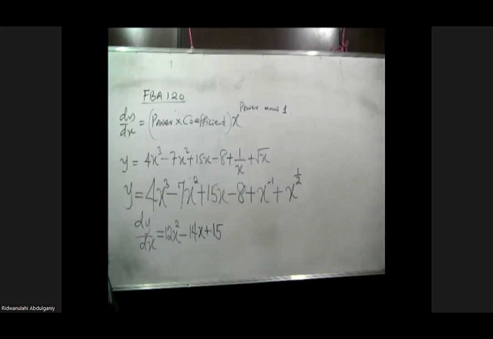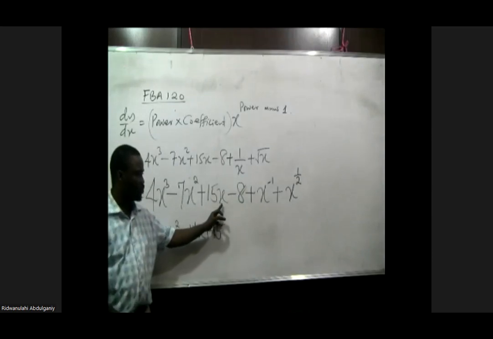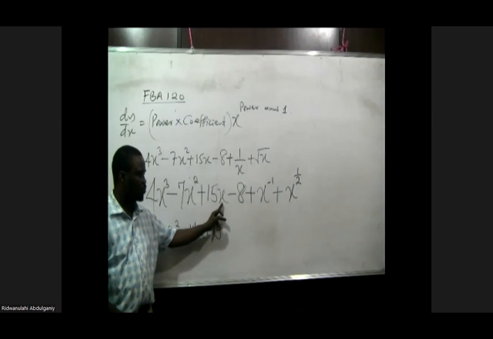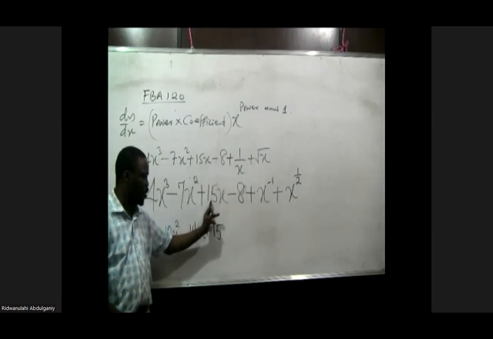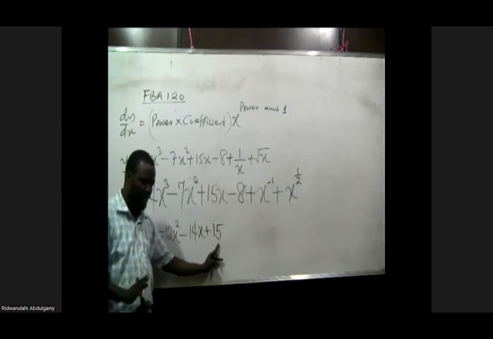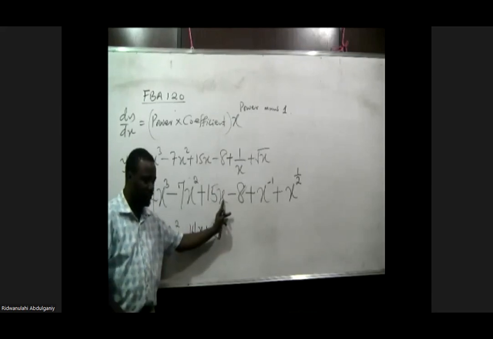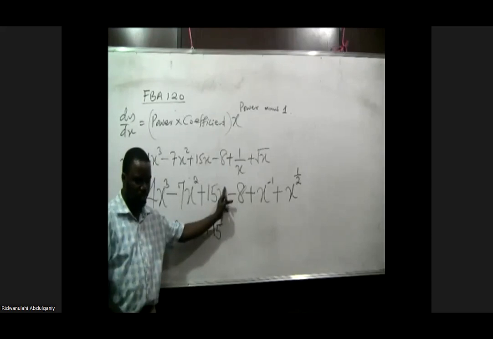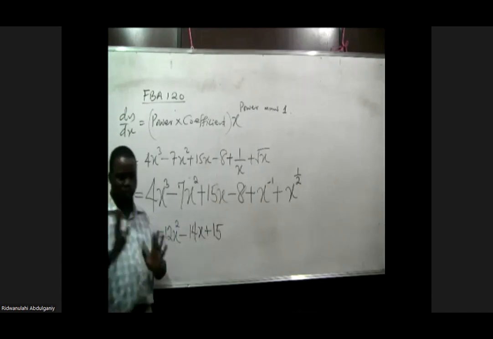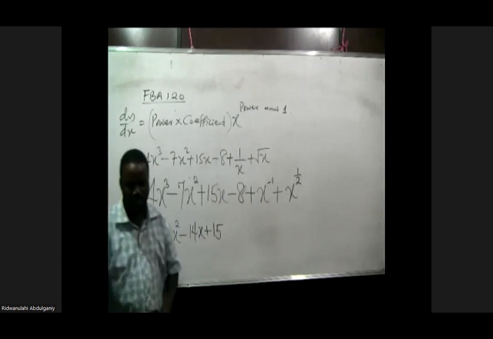Yeah, it's x raised to power 15. When 1 multiplied by 15 is 15, then x raised to power 1 multiplied by 15 is 15. Yes, I agree. x raised to power 1 minus 1, that is 0. And x raised to power 0 is 1, and 1 times 15 is 15. Thank you so much. You get it right.